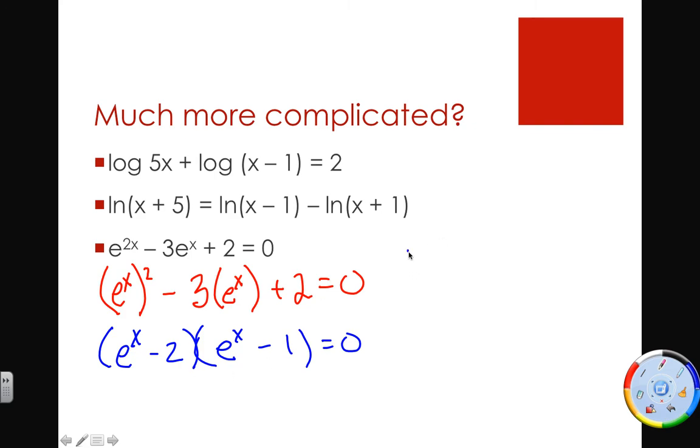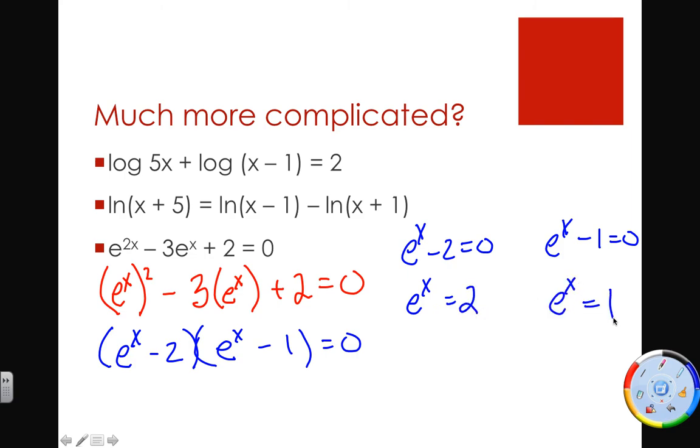which gives me two statements now. It says e to the x minus 2 equals 0 and e to the x minus 1 equals 0, my fault. So e to the x equals 2, e to the x equals 1. Take the natural log of both sides, so ln, ln. I get here the e's cancel. I get x equals the natural log of 2, and x equals the natural log of 1.